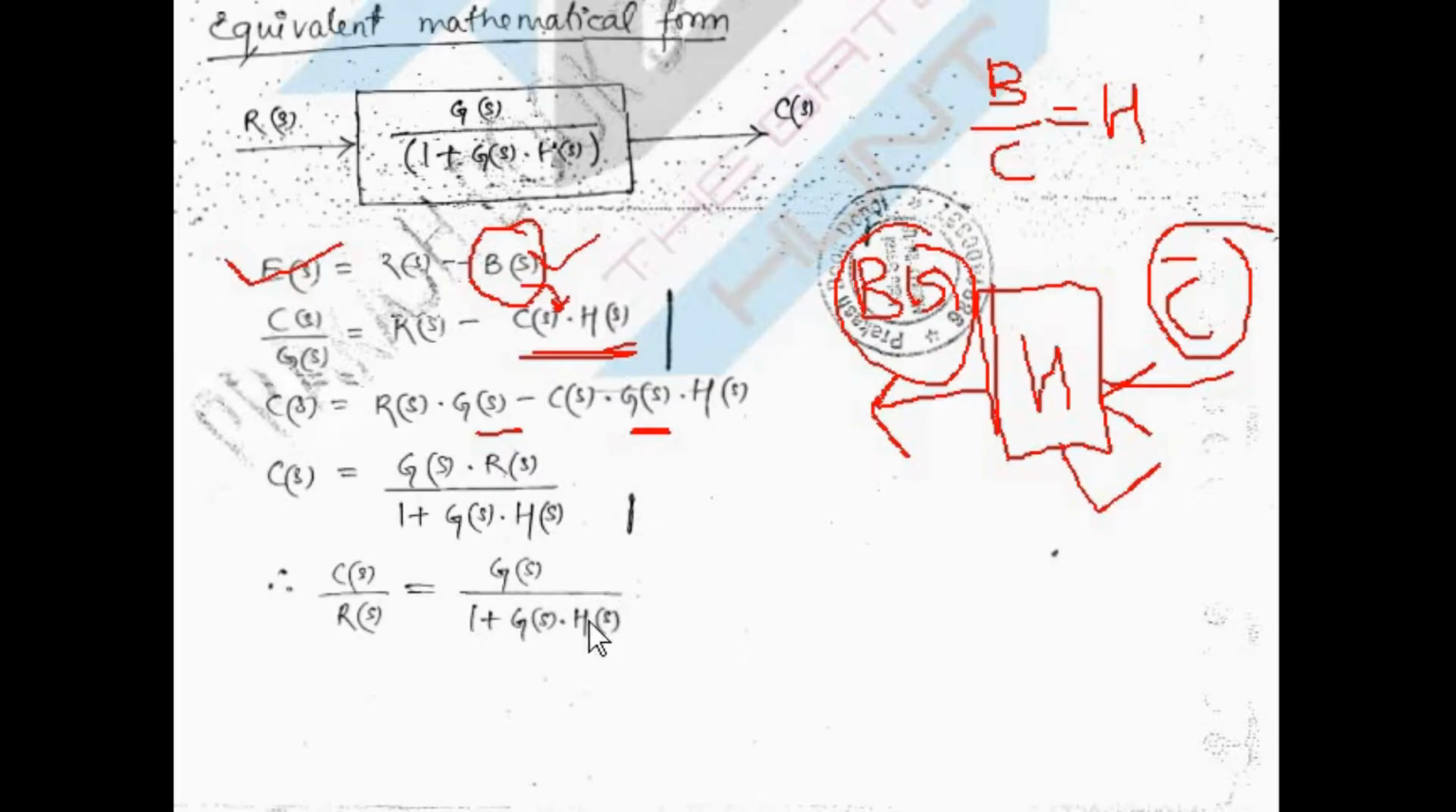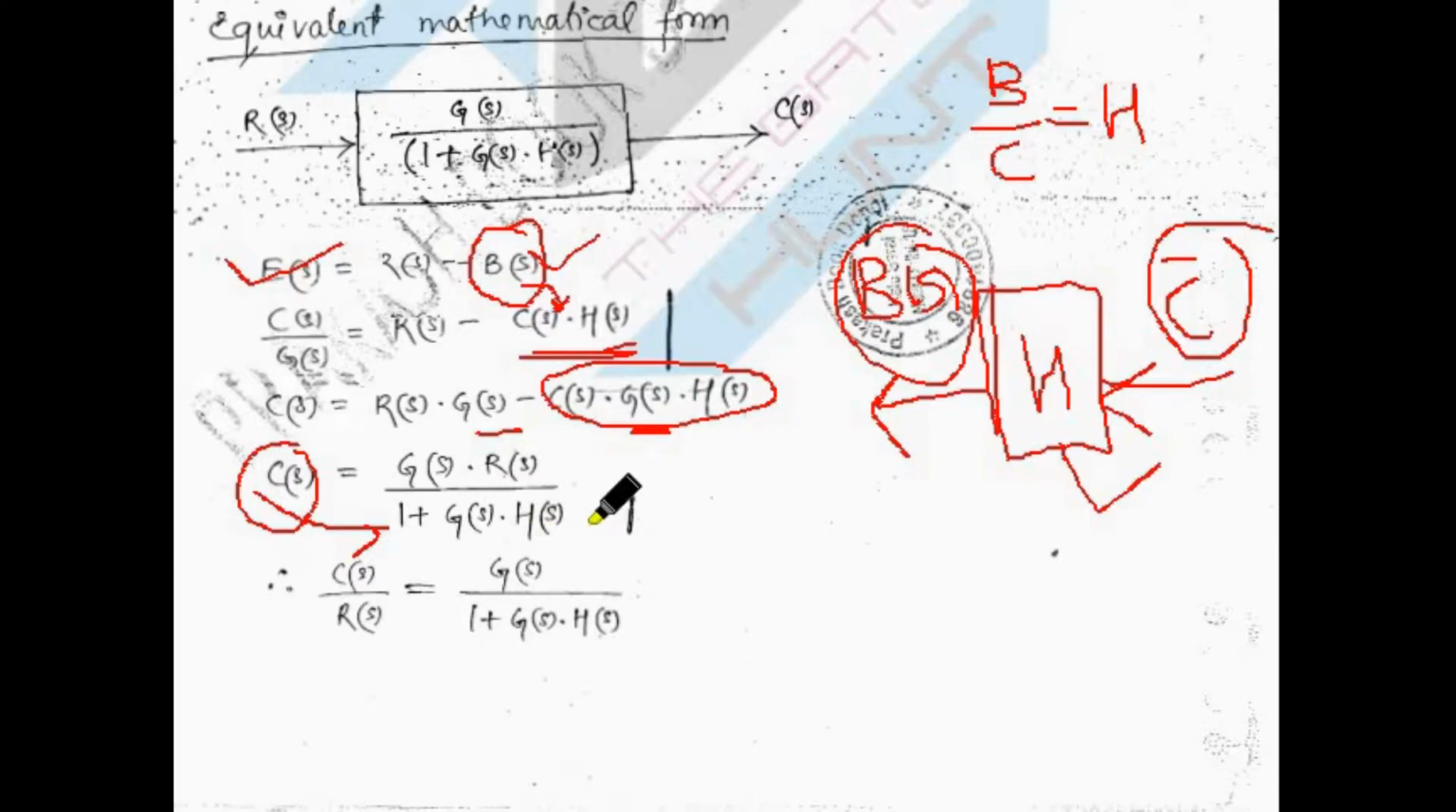Now we are transferring this minus C(s) G(s) H(s) towards the left hand side. So after transferring this minus C(s) G(s) H(s), the total of this part, we are taking C(s) as common, and the remaining part we transfer again to the right hand side. So it comes in the denominator, and that is nothing but 1 plus G(s) H(s), right?